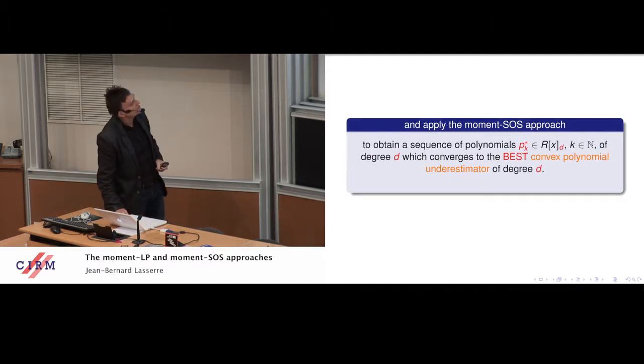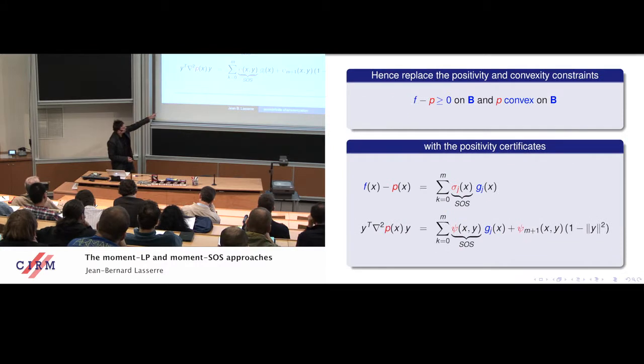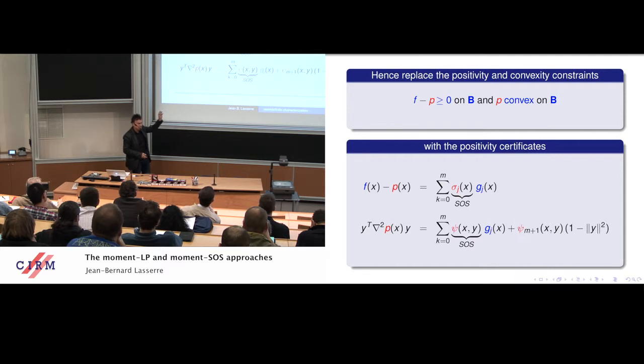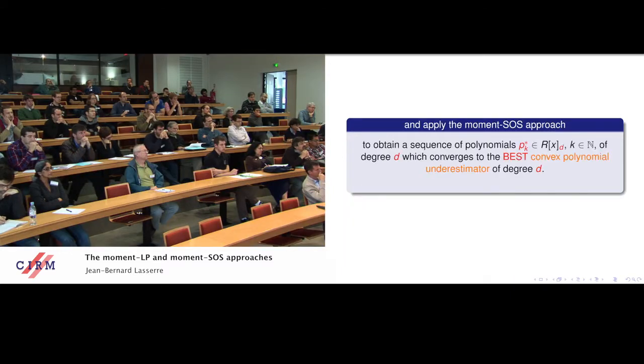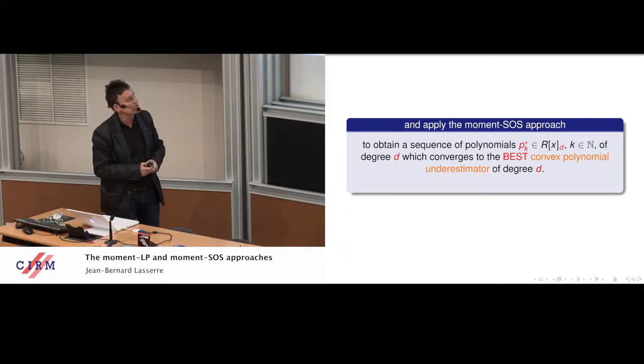And then if you fix D in advance, you get a sequence of polynomials of degree D. Sorry, the K tells you how large you take your certificate, but P is always a polynomial of degree D fixed, right? You fix D, and you look for the best convex underestimator of degree D. Now, the degree of freedom is the K here, the degree of the psi and the sigma j in your hierarchy. So when you let K grow, for each K you obtain a convex underestimator of degree D, and the larger K, the better is your convex underestimator.